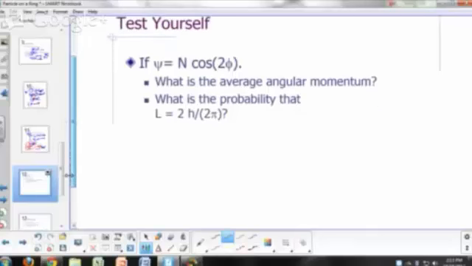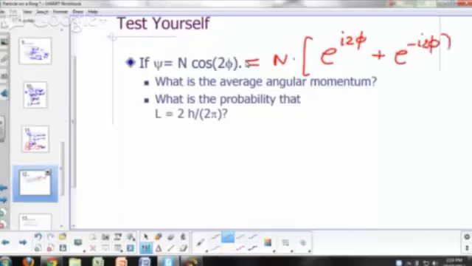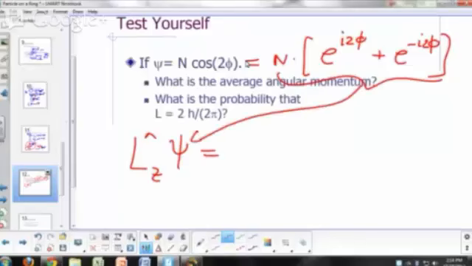So, what if psi equals N cosine 2 phi? What's the average angular momentum vector? Well, this is N times e to the i 2 phi plus e to the negative i 2 phi. Is this an eigenfunction of the Lz operator? Let's see, Lz hat applied on psi would give you what? Let's plug this in for psi. There should be a 1/2 here, right? The whole thing is 1/2. Cosine 2 phi is 1/2 e to the i 2 phi plus e to the negative i 2 phi.